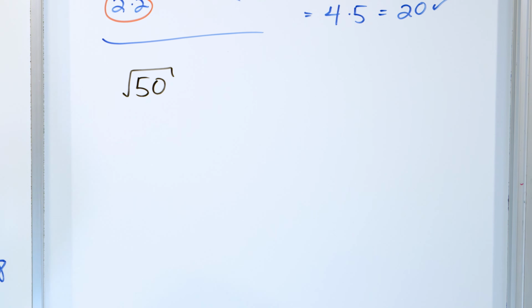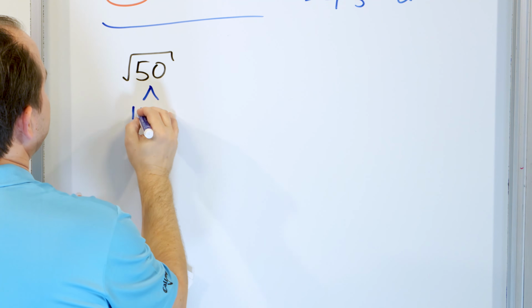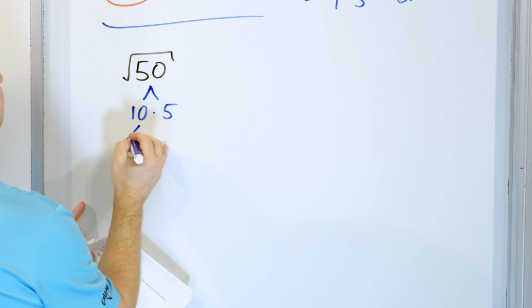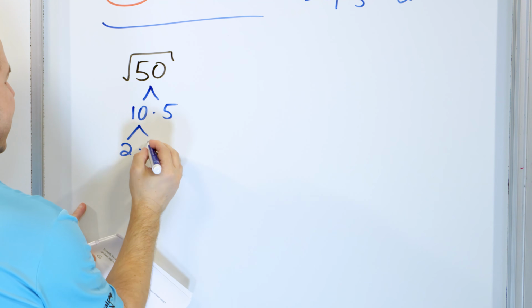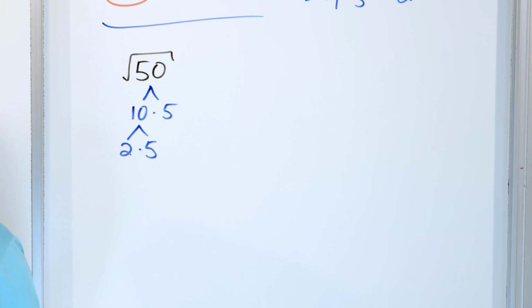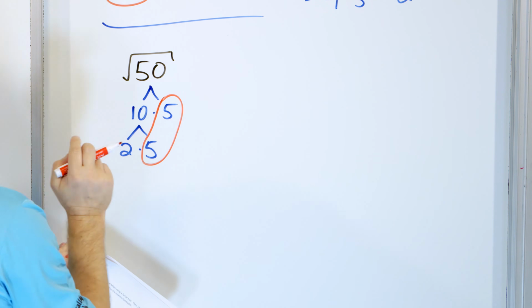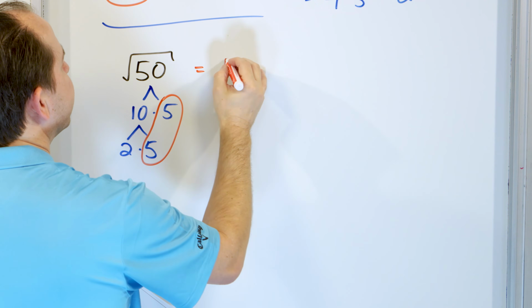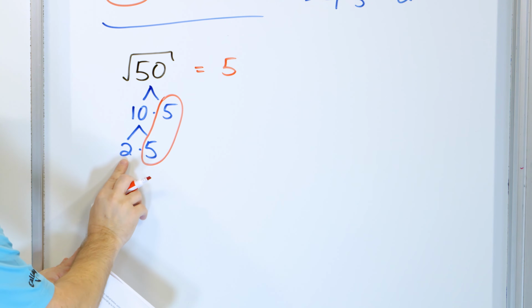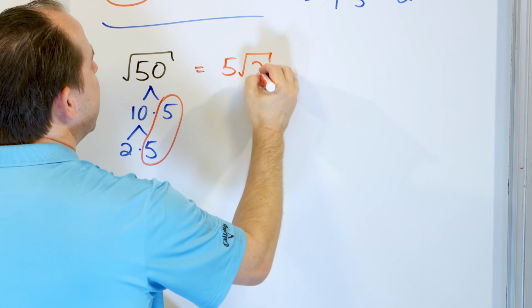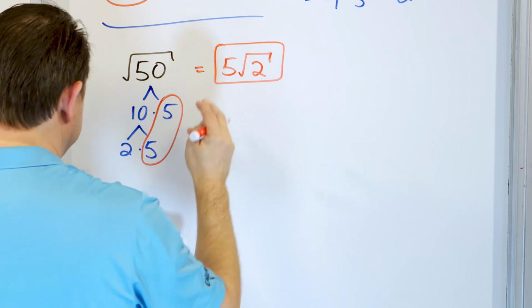Let's take the square root of 50. What is the square root of 50? I'm going to work on 10 times 5. You can pick whatever you want. It's not going to matter. The 10 I'm going to write down as 2 times 5. And I'm looking for pairs of numbers. I see that I have a pair of 5s, and the 2 is left over. Now the single 5 comes out. This single 2, which has no partner, stays under the radical. 5 times the square root of 2, that's the full answer.